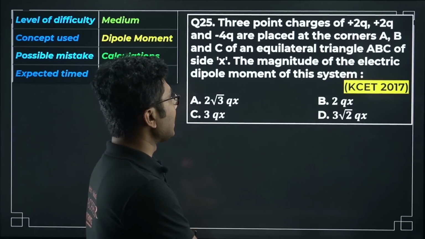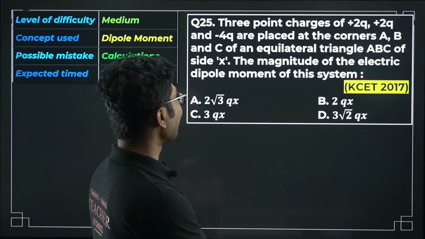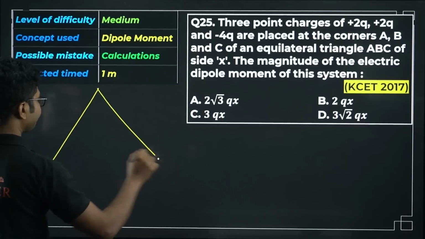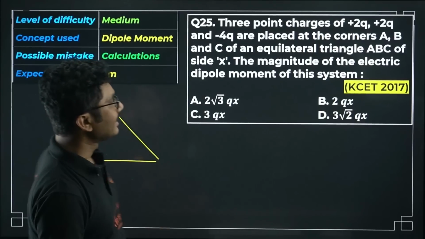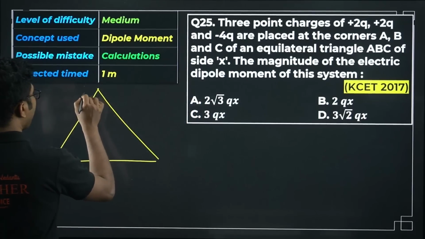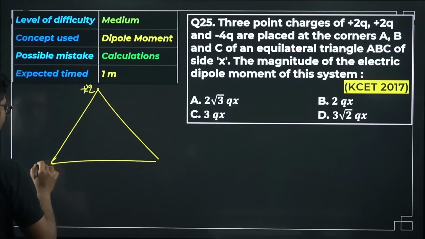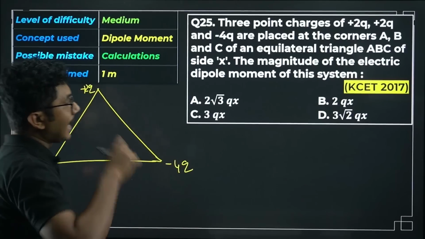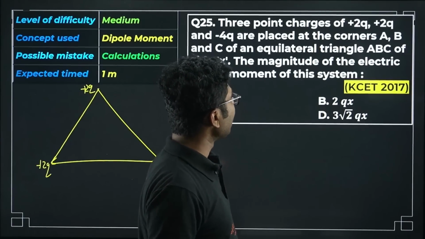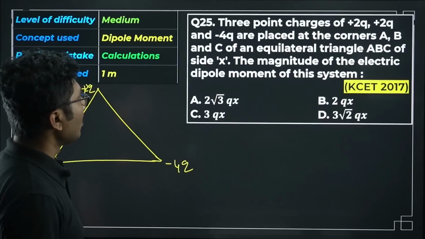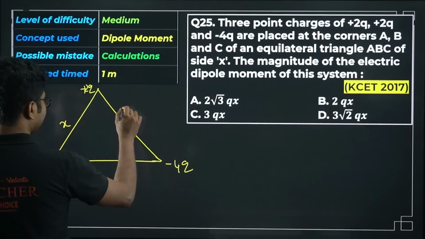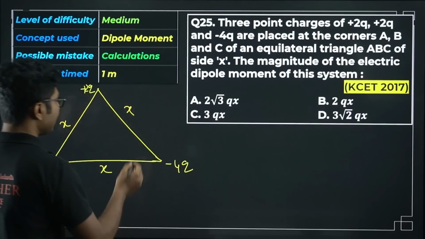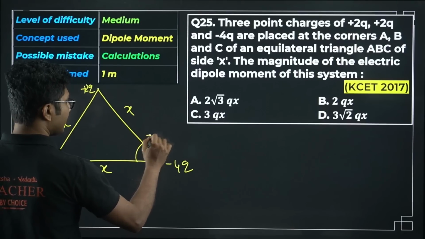3 point charges of plus 2q and minus 4q are placed at the corners A, B, C of an equilateral triangle. So this is an equilateral triangle, and you have placed 3 charges, plus 2q, another plus 2q, and another minus 4q. Okay, and they ask you what is the magnitude of the electric dipole moment of the system. Side is x. Now the angle is 60 degrees, obviously, in an equilateral triangle.